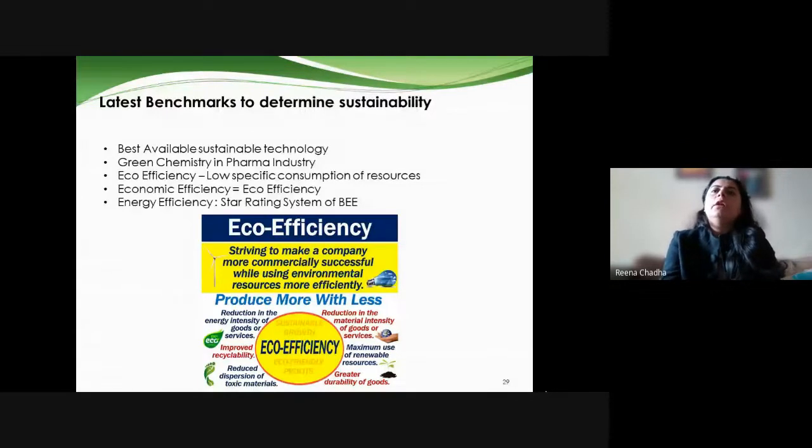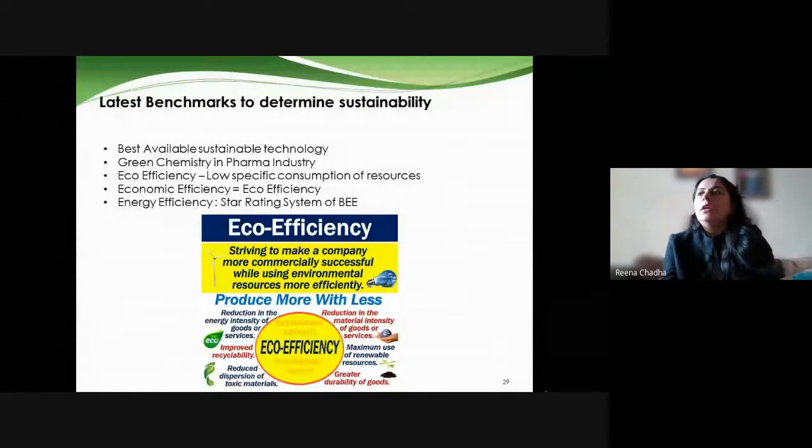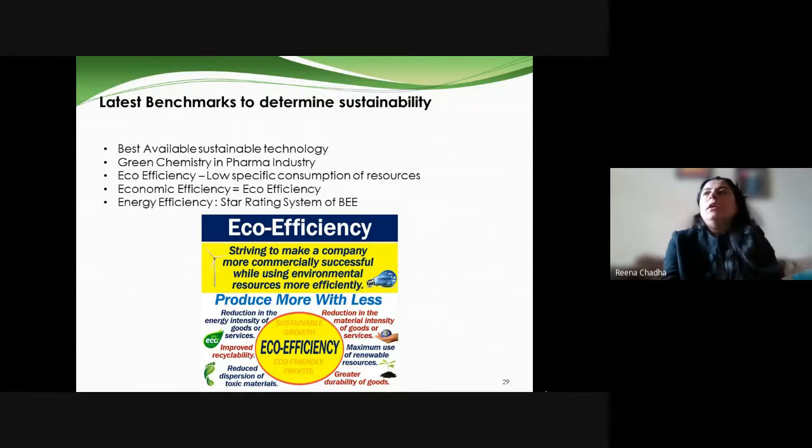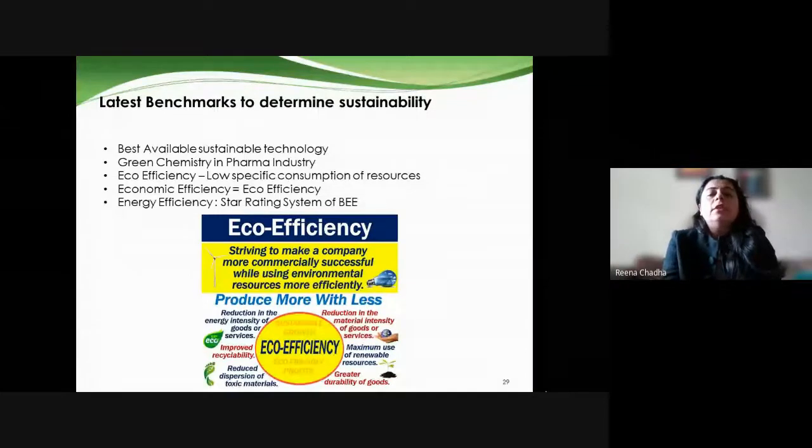So I will go and tell them I am going to take up the TERI GRIHA concept in my project. I am going to make a green building. I am going to do rainwater harvesting. So they started taking up sustainability and environment friendly technologies just to ensure that their project keeps on running. But nowadays eco efficiency has come into the picture. If you are making a more commercially successful company while using environmental resources more efficiently, then your ecological efficiency and economic efficiency both will be ensured.